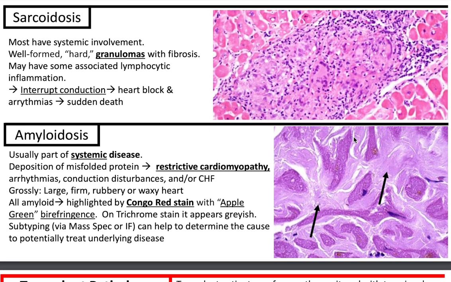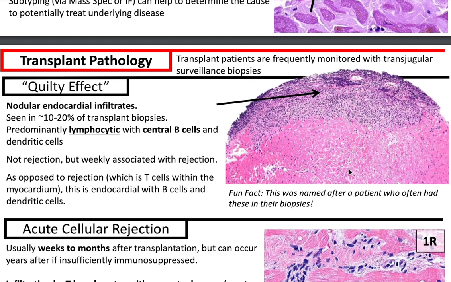Amyloidosis, usually part of systemic disease, and the deposition of misfolded protein can lead to restrictive cardiomyopathy, and it'll stain positive for Congo red and be apple green on birefringence. Transplant pathology. Quilty effect are nodular endocardial infiltrates, where you'll see predominantly lymphocytic with central B cells and dendritic cells.